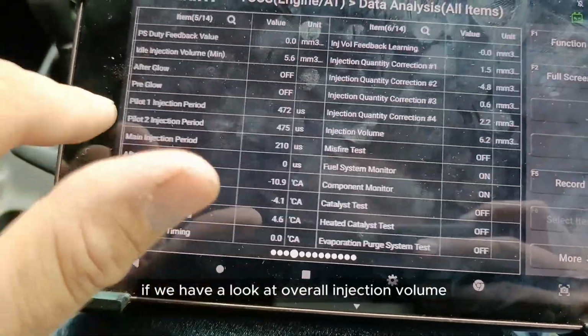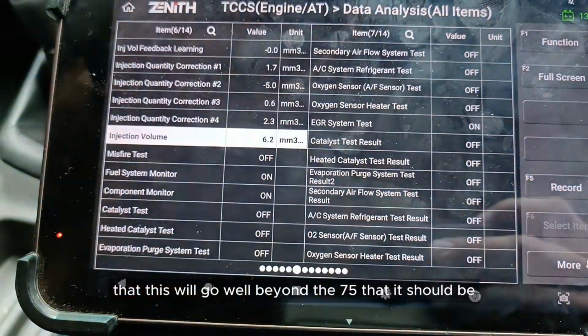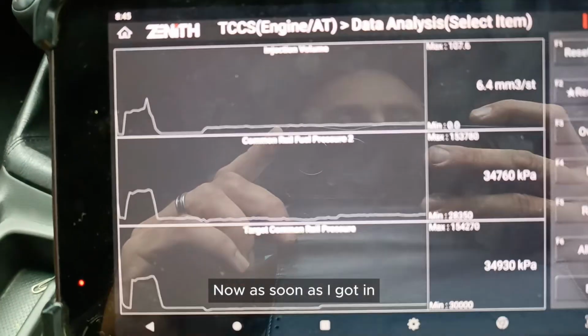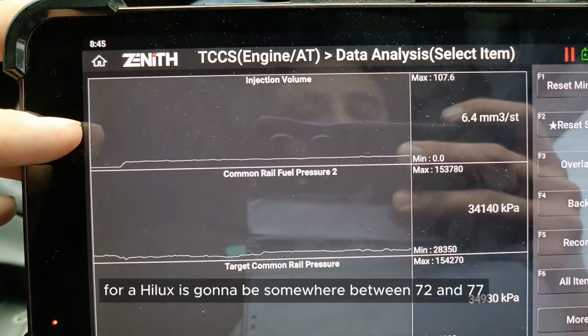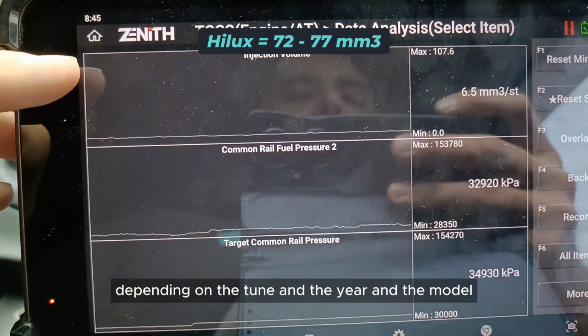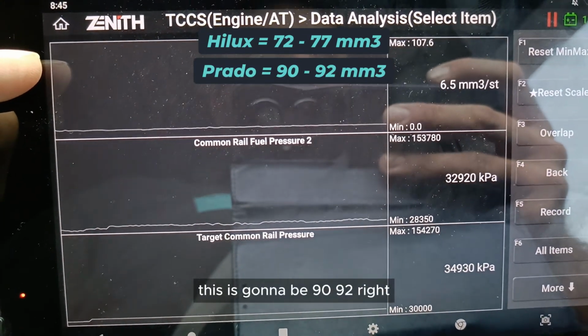If we have a look at overall injection volume, I reckon we're going to see when we give it a bit of a light up that this will go well beyond the 75 that it should be. Number 2's gone all the way out to 5 now. As soon as I got in it, I could tell it had an HD clutch in it. Now, this injection volume for a Hilux is going to be somewhere between 72 and 77, depending on the tune and the year and the model. And then if we're talking about Prado, this is going to be 90, 92, right?